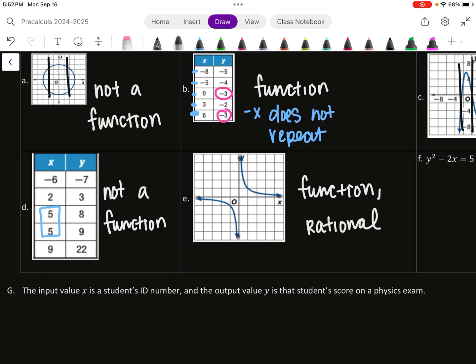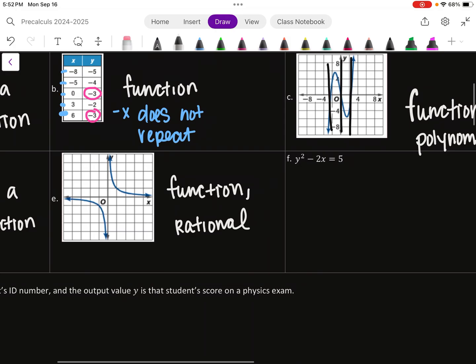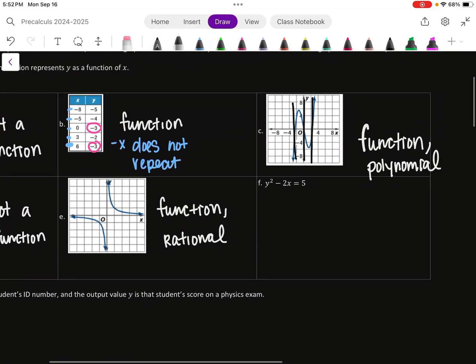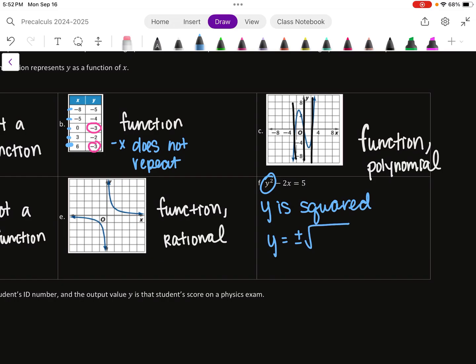All right, and then this last one here, the y specifically is being squared. That's going to tell me that if I were to solve this, I would have y is equal to plus or minus, and if I were to solve that quick, it would be plus or minus the square root of 2x plus 5, which is two different functions, and it doesn't pass the vertical line test. But most specifically looking at this equation, it's that y squared that tells us this is not a function.